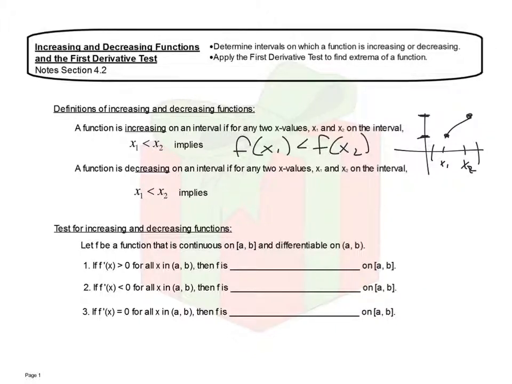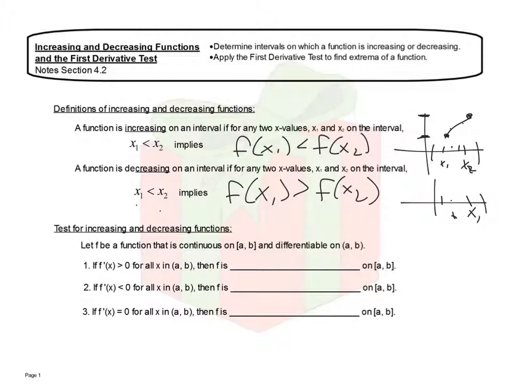Okay, so it's going up. Every time you choose an x1 and x2, where x1 is on the left and x2 is on the right, f of x1 is always smaller than f of x2, no matter what you choose. Conversely, it's decreasing if x1 is left and x2 is right, and every f of x1 is bigger than f of x2. So in other words, if I have my same little picture here, here's my interval, and I choose something on the left and something on the right, and f of x1 is always bigger than f of x2, so it must be going down.